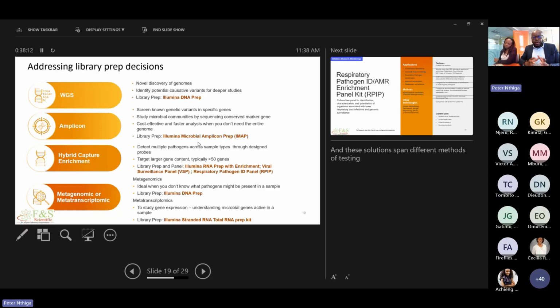So consider a hybrid capture enrichment approach in an outbreak scenario where you want to have an idea of what is really circulating. It would make quite a lot of sense in quickly fishing out what pathogens could be in my sample. Of course, we have a metagenomics or metatranscriptomic approach. Metagenomics is where we want to see what pathogens might be present in the sample.